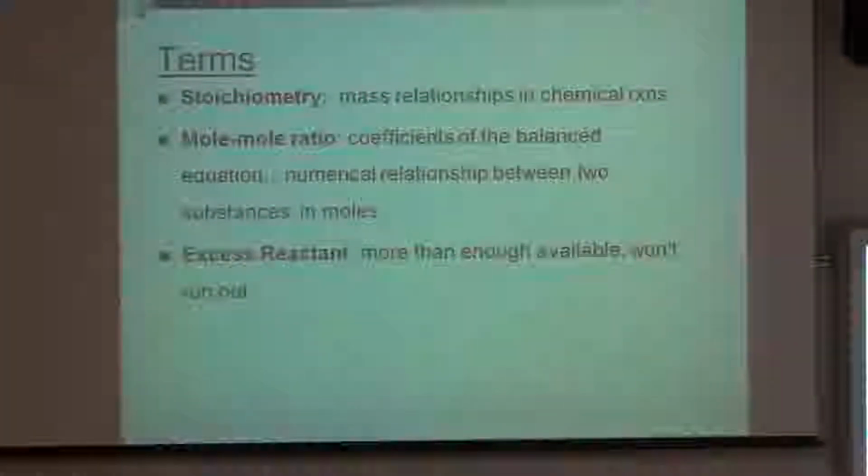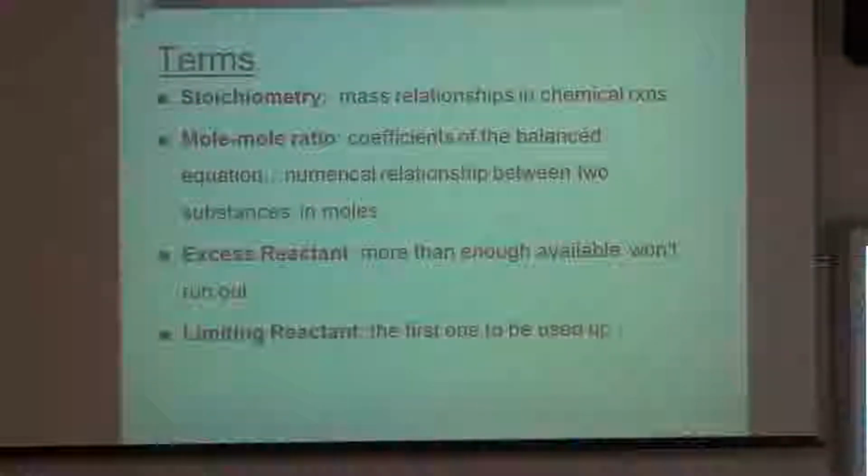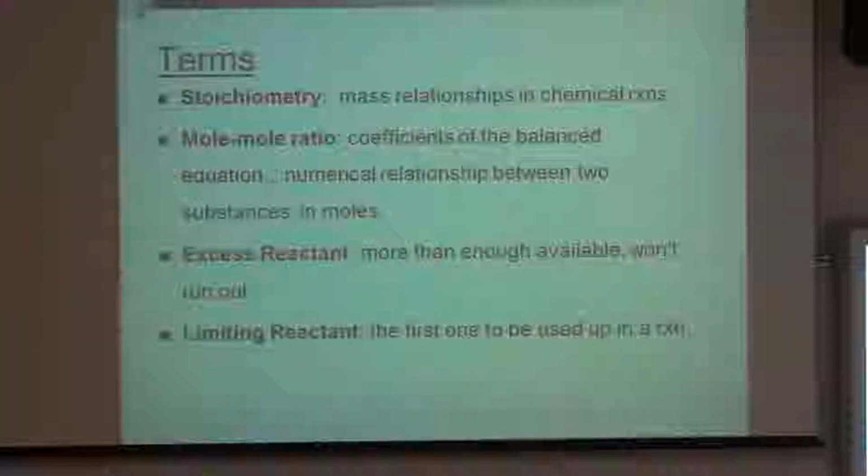Your excess reactant, oftentimes in a problem it'll say, how much of this can you produce with this much of that, and something else is in excess. That simply means that you don't have to worry about that stuff running out. And then finally, the limiting reactant is going to be the first one to be used up in the reaction. I know you had percent yield there also on that sheet. I'll give you a definition for that a little bit later. I don't have it on this slide.